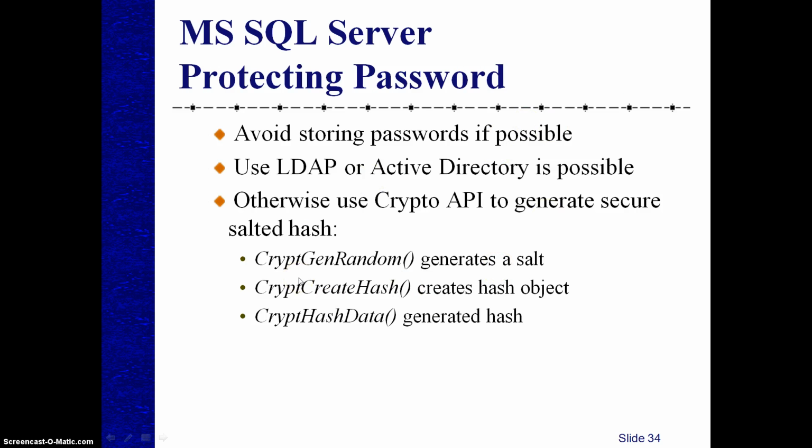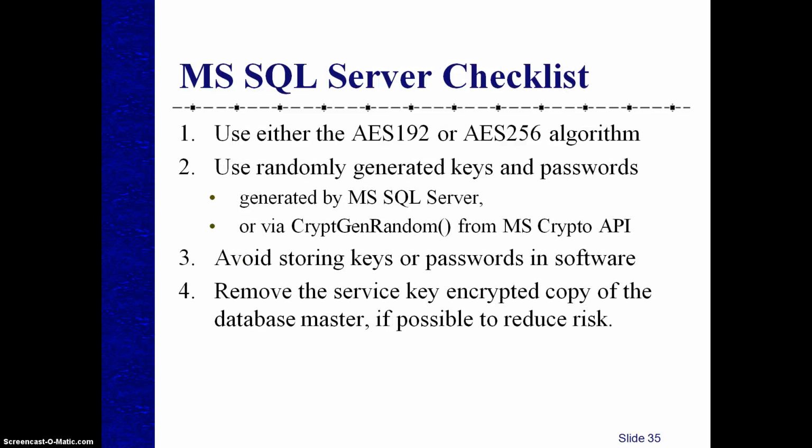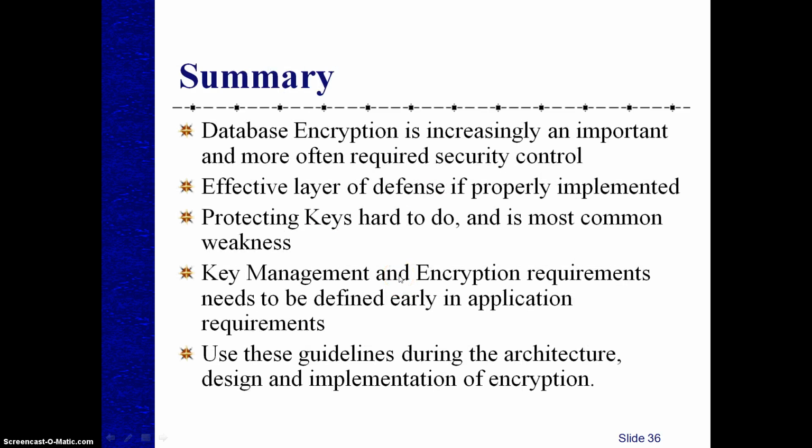Protecting passwords: avoid storing passwords if possible, use LDAP or Active Directory if possible. Otherwise, use crypto APIs, like getting these by generating salt, creating hash, and generating hash. The MS SQL Server checklist: use either the AES 192 or those algorithms. Use keys randomly generated by the MS SQL Server. Avoid storing keys or passwords in software.